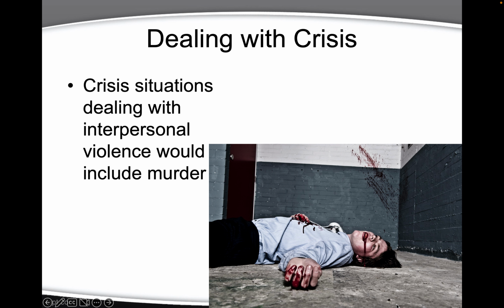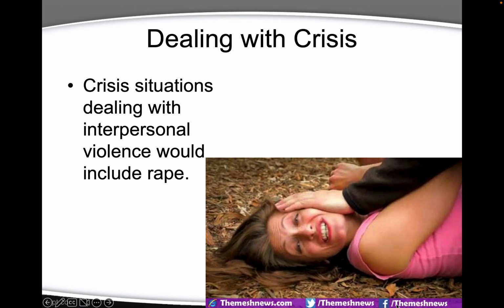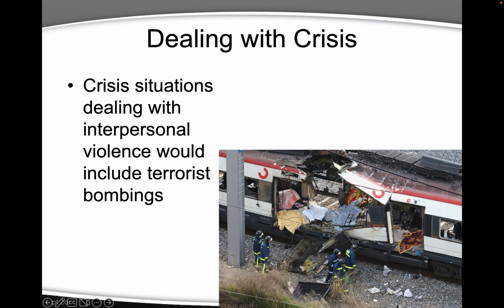Crisis situations dealing with interpersonal violence would include murder, and of course this isn't a real murder, it's just a mock-up. You can tell the blood's not real. Crisis situations dealing with interpersonal violence would include rape. It would include terrorist bombings.